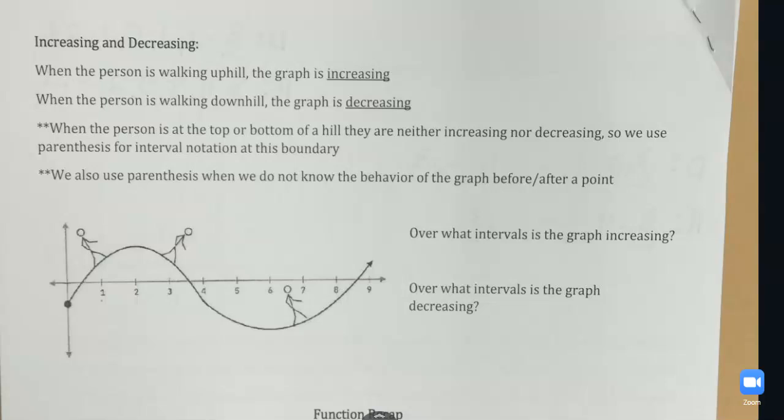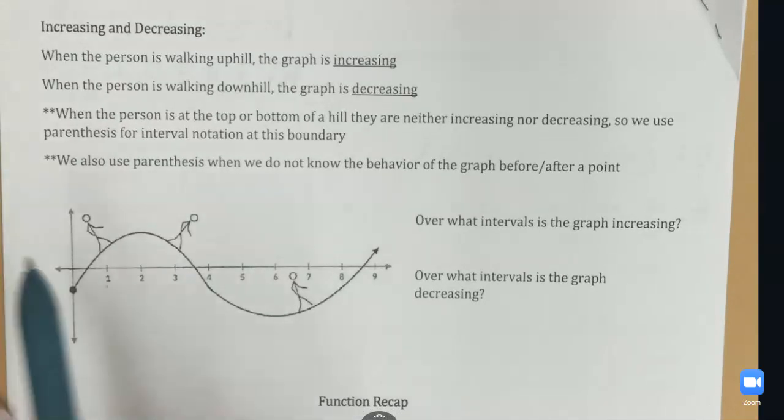Now we describe these sections in intervals, so interval notation, and you describe over what x-coordinates this is happening. Again, we're going from left to right. Left to right is our x-axis. At those boundaries where we're switching from increasing to decreasing, we are going to be using parentheses because at that change we say it's neither increasing nor decreasing, it's a boundary. And then we also use parentheses when we don't know the behavior before or after a certain point.